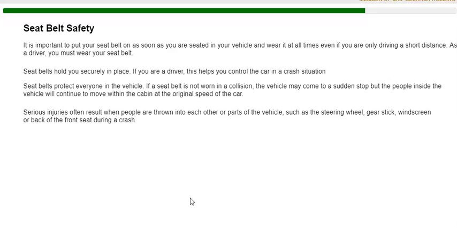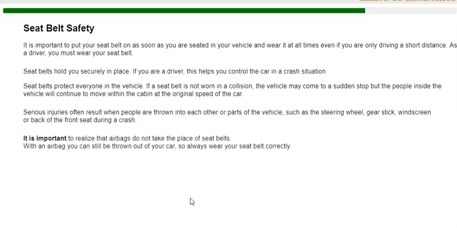It is important to put your seat belt on as soon as you are seated in the vehicle and wear it all the time, even if you're driving for a very short period. Seat belts protect everyone in the vehicle. If a seat belt is not worn in a collision, the vehicle may come to a sudden stop, but the people inside the vehicle will continue to move within the cabin at the original speed of the car, which can cause serious injury to the people.